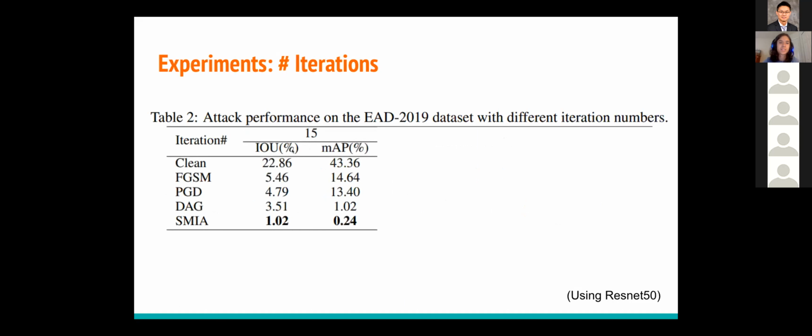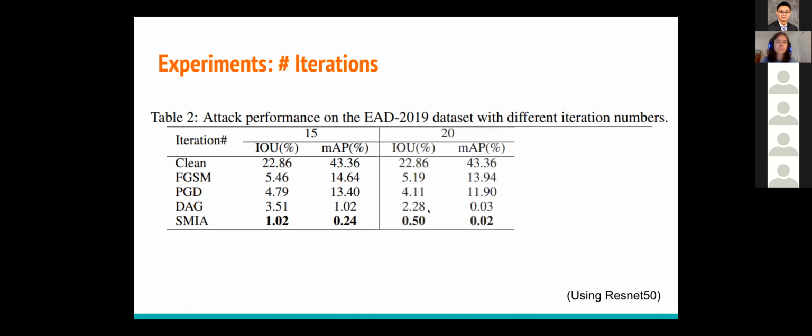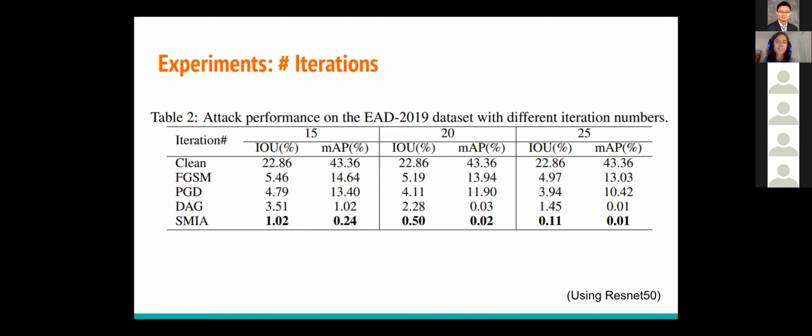For the number of iterations, they compare the number of iterations it takes to perform well. So DAG, which is another adversarial attack method that's state of the art. At 15 iterations of performing both, SMIA is much better. They go up to 20 and 25, and it still is performing better. Eventually, it converges to around 0, so DAG does catch up. Just for reference, DAG usually takes like a maximum of 150 to 200 iterations, so it converges much faster.